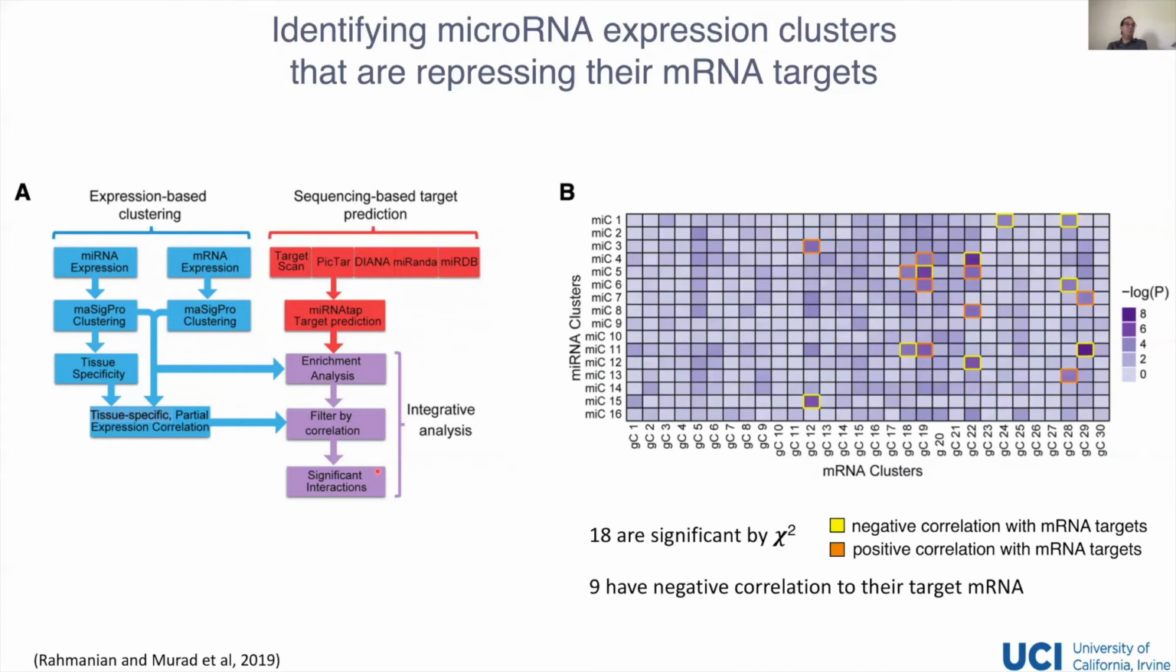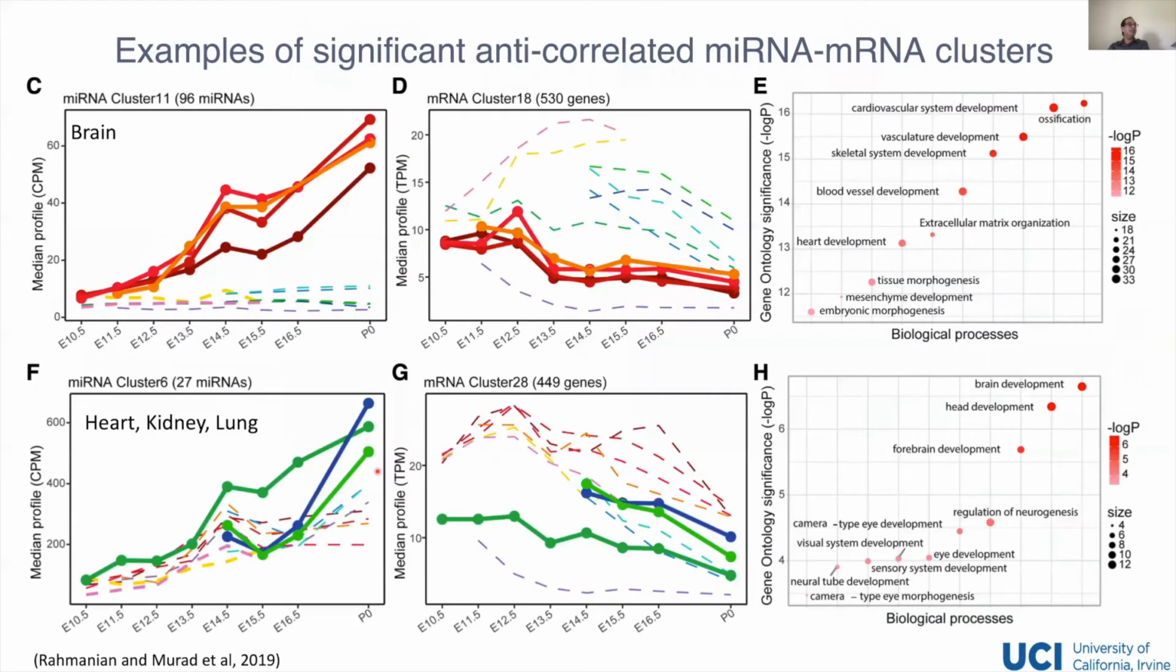When we did this analysis, we identified 18 pairs of microRNA-mRNA cluster interactions that were significant, 9 of which had negative correlation between microRNA expression and mRNA targets, which we decided to follow up on. So here's a couple of examples that are representative. This microRNA cluster 11 that I mentioned earlier, whose expression goes up, we can see that its targets are actually going down in mRNA, right, in the brain.